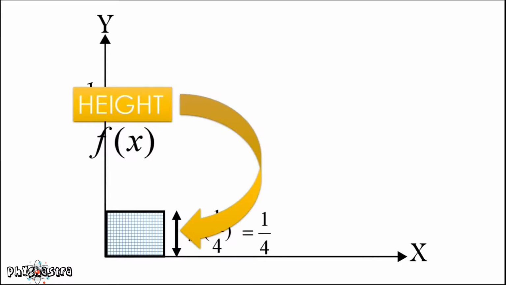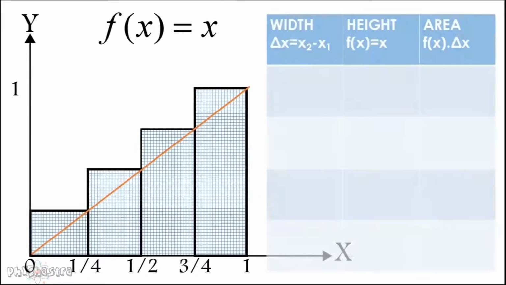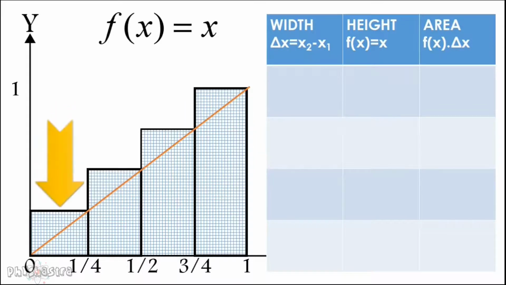Now we make the list for widths and heights. So for width, which is delta x, as we know, it is the change in x from final to initial position. So for the first block, the delta x is 1 by 4, and the height at x equal to 1 by 4 is 1 by 4. So we get the area as height into breadth, 1 by 4 multiplied by 1 by 4.